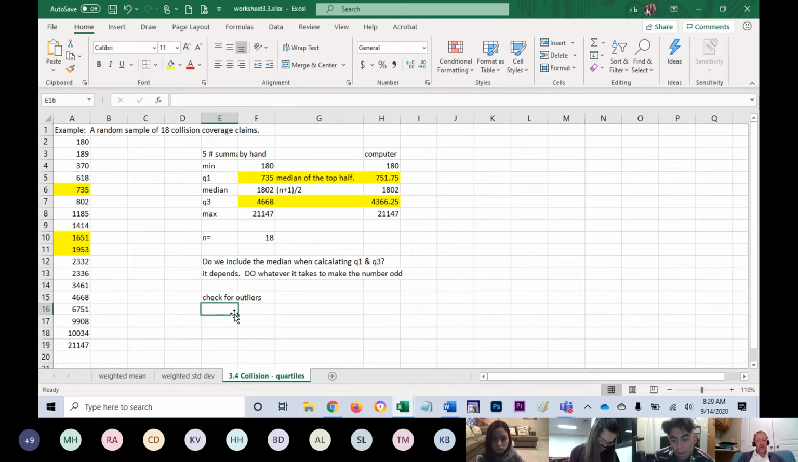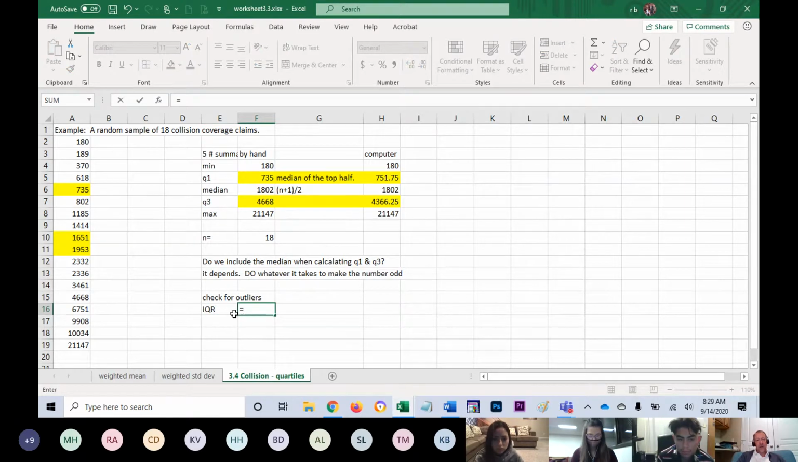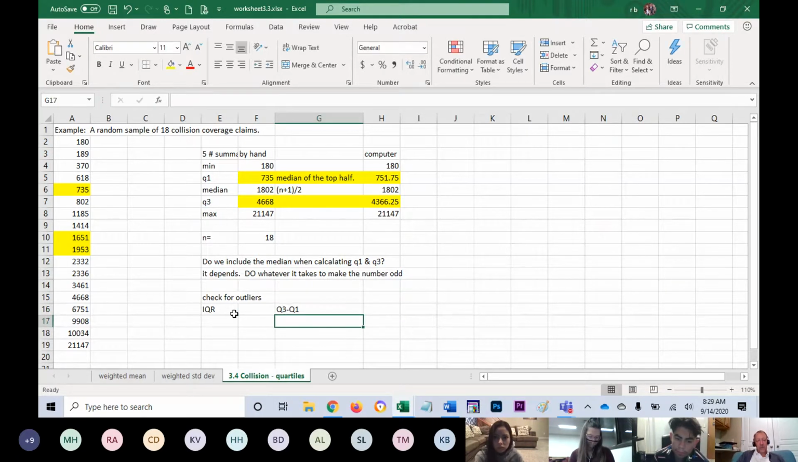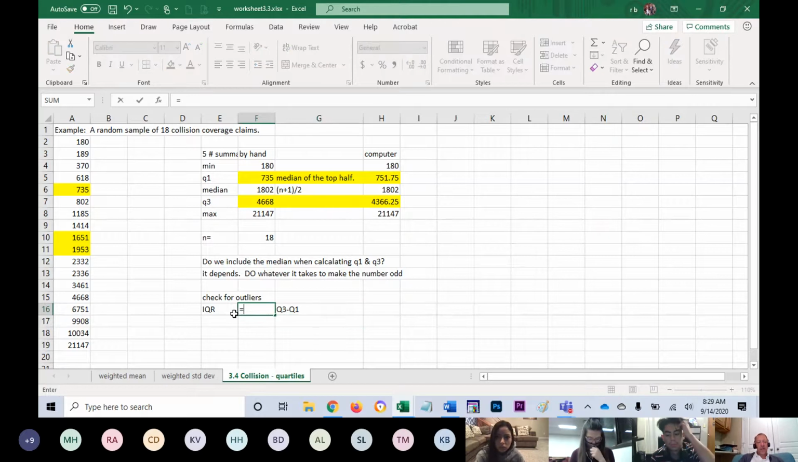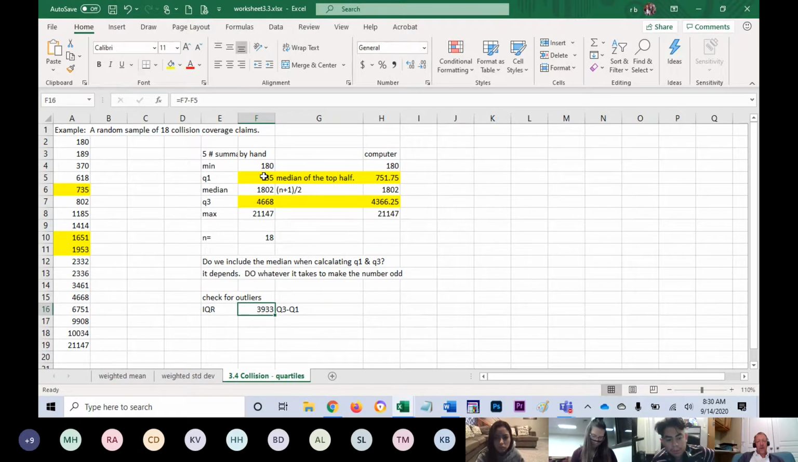That was actually the second question, but you mentioned it. We need to find the interquartile range first. Do you remember what the interquartile range was? It was Q3 minus Q1. So in that case, this would be 4668 minus 735. Just for fun, I'm going to do it for both of these different ways to calculate it. You'll see the interquartile range that we did was bigger than the one the computer did. Good job, Victor.